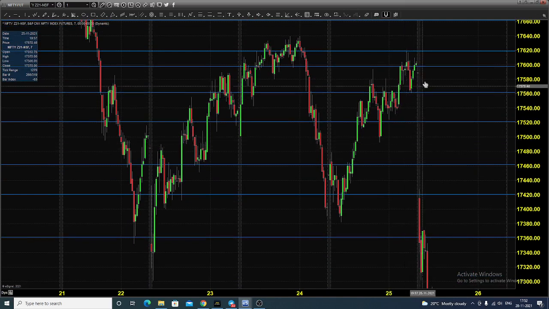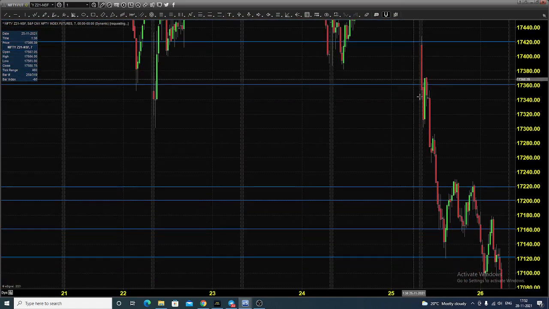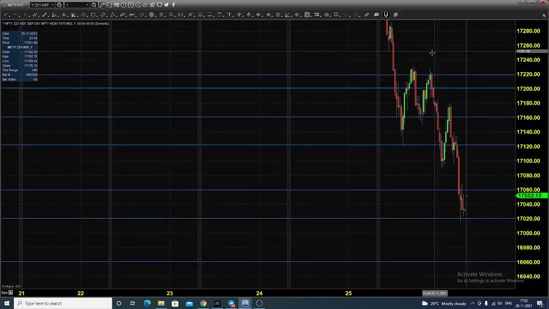On Friday, the price opened with a big gap down around 17,400. Right after the opening, the price continued its selling to reach 17,120. Again, it took resistance around 17,200, continued selling to reach 17,050 and closed near that.